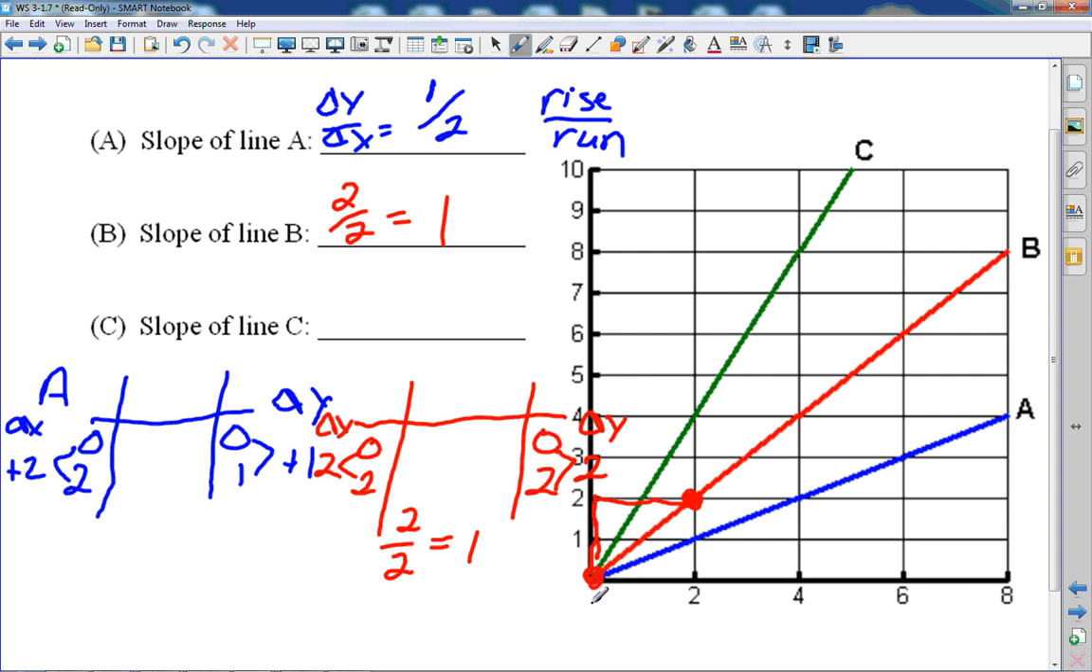Let me erase on my graph. Oh, I didn't mean to put the green one on there. There we go. Okay, so now on the green one, let's see, do I have any room? We'll write it over here.